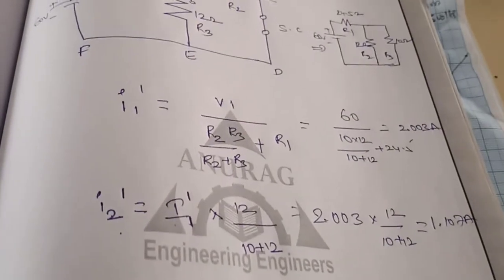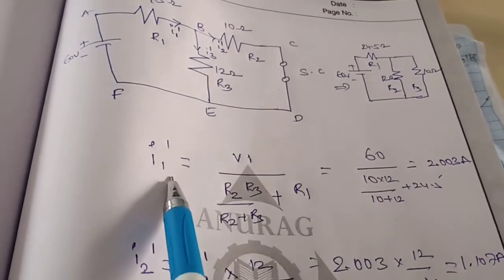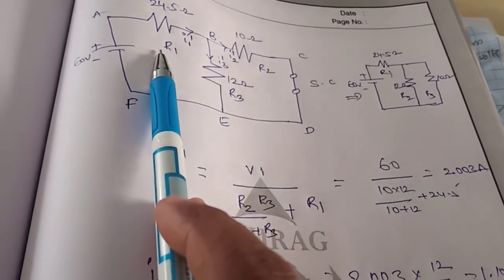Now simply remember again how to solve this I1 dash. I1 dash equals the current flowing in this R1 resistance.